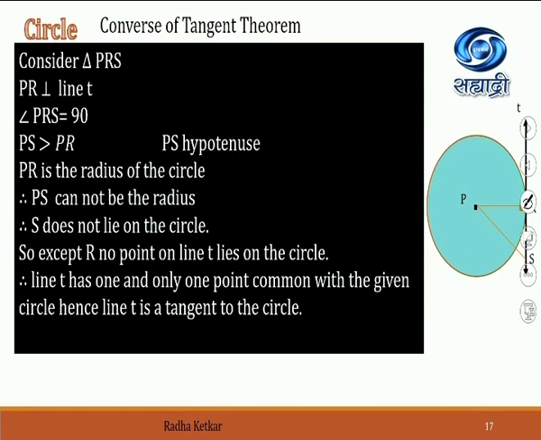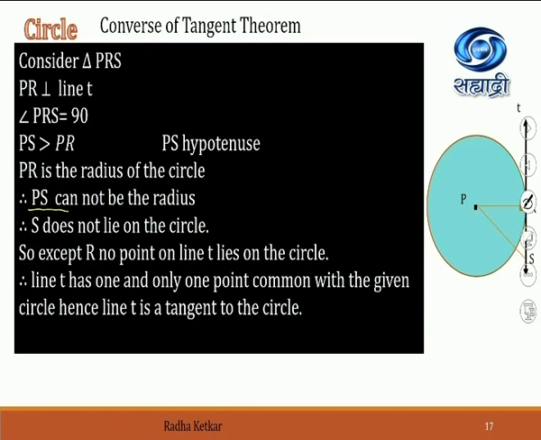Now here PS will be greater than PR. You can see, because in that right angle triangle, PS is the hypotenuse, and we know that the hypotenuse is the greatest side, right? So PS is greater than PR. We know that PR is the radius of the circle. Now as PS is greater than PR, PS cannot be the radius.